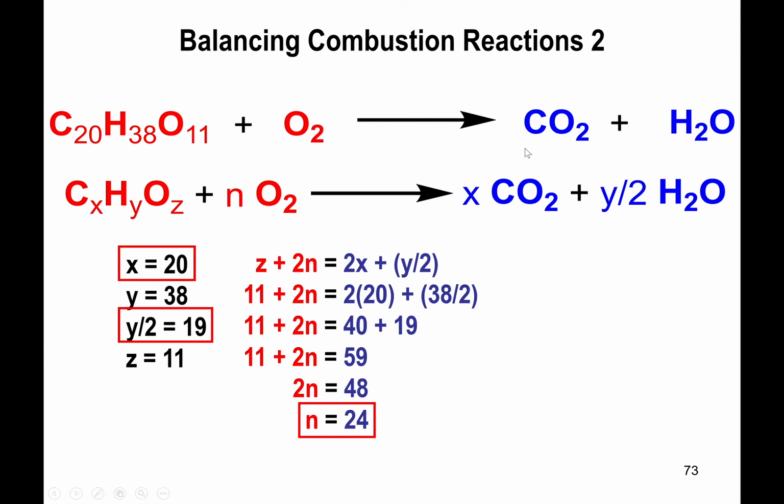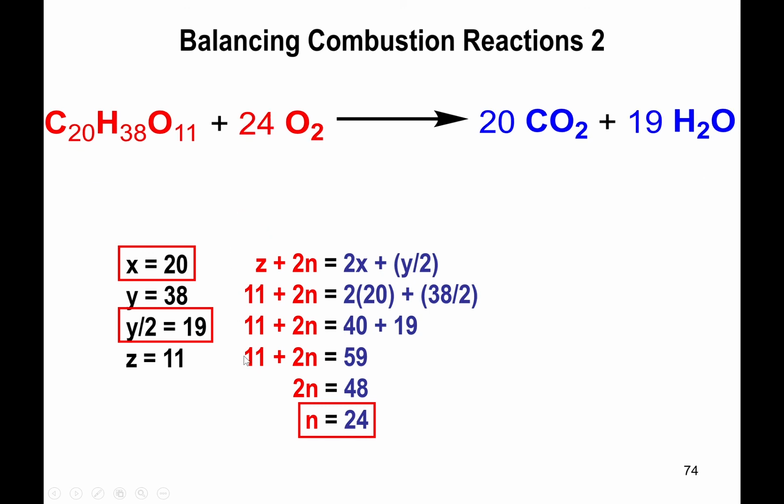So X will have to be 20 in front of CO2. The water will have to be 19, as far as its balancing coefficient, and the value in front of O2 will have to be 24. And this process, which seems kind of convoluted, is actually pretty straightforward, in the sense that you just plug in the numbers and just solve for the unknown.